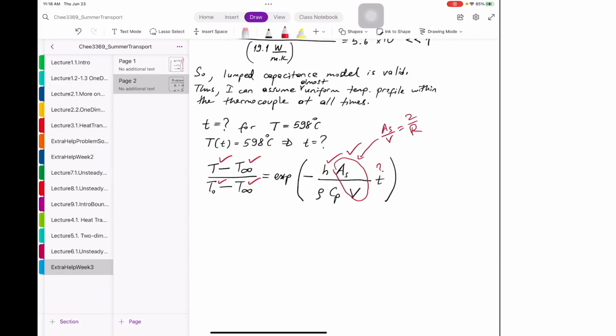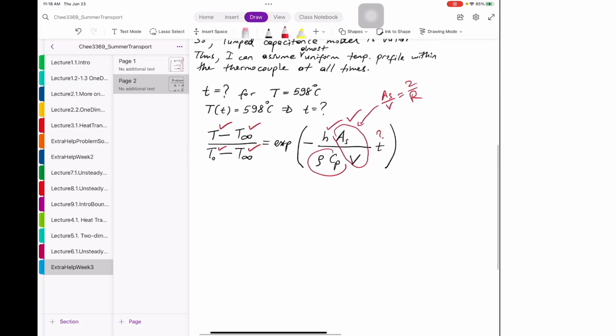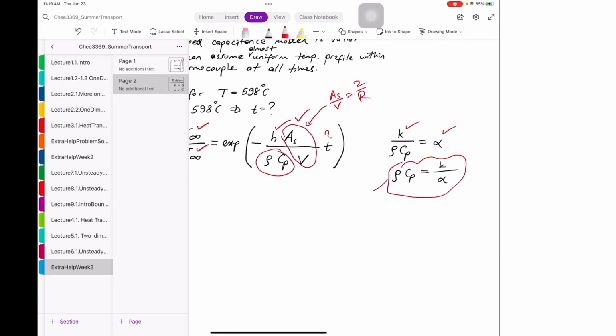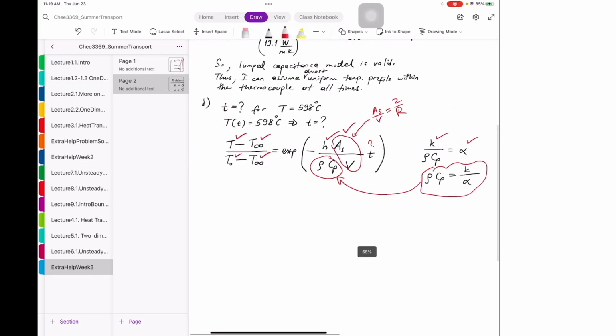So it's given. How about the rho Cp? Rho Cp is not given, but you can use alpha and K to reconstruct it, because you know that K over rho Cp is alpha, and alpha is given, K is given. So we can solve for rho Cp. Rho Cp is nothing but K over alpha. So you can actually use this one instead.